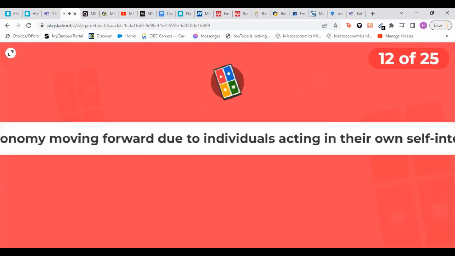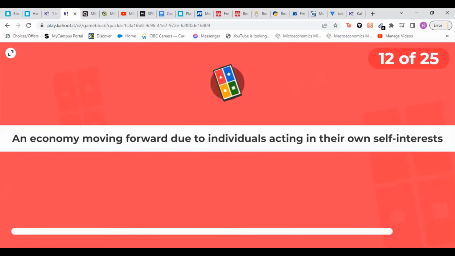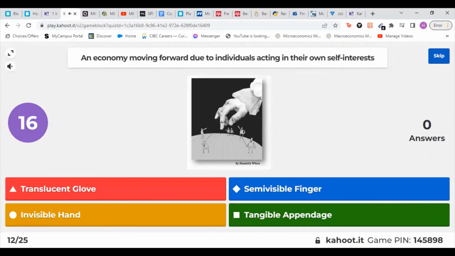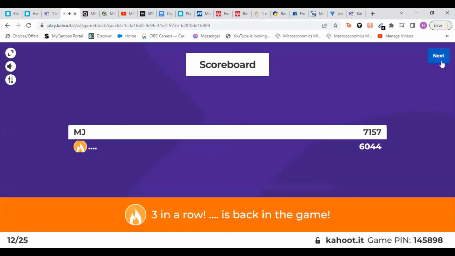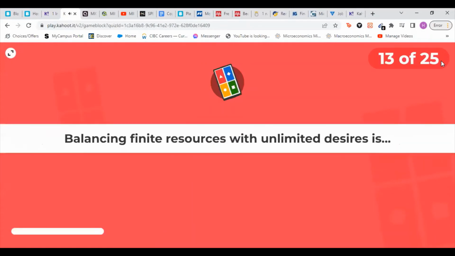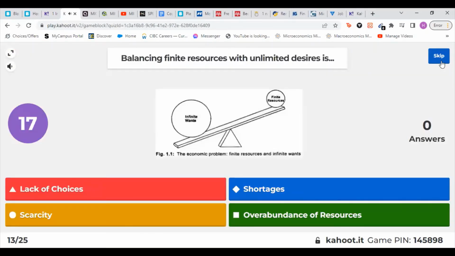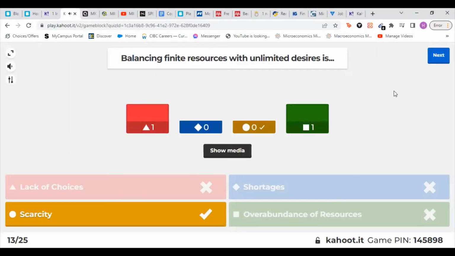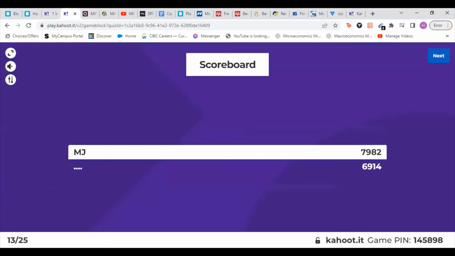And then an economy moving forward due to individuals acting in their own self-interests is the invisible hand. Good job, both of you. That's great. And then balancing finite resources with unlimited desires is what? Lack of choices, I guess. Yes, just guessing there. Good, it was close. I just found the wording weird with that question. Yeah, it's the grammar. It was confusing.